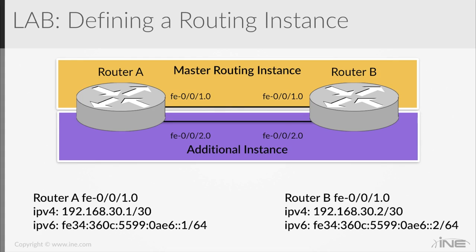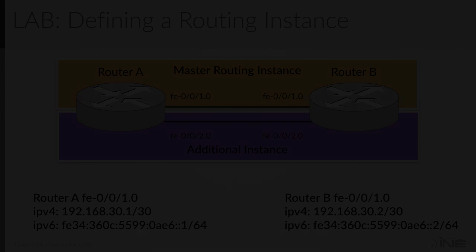And then the first thing we're going to be doing is we're going to configure router A and B's fast Ethernet 0/0/1.0. We're going to be configuring them with an IPv4 address and an IPv6 address. And to begin with, this is not going to be anything new for you guys because you've done that before. You've configured interfaces in previous courses. The difference is going to be on the second step when we're working on fast Ethernet 0/0/2, because then we're going to be working with an instance which is not the default instance. Okay? But for now, let's just start with router A and interface fast Ethernet 0/0/1.0.